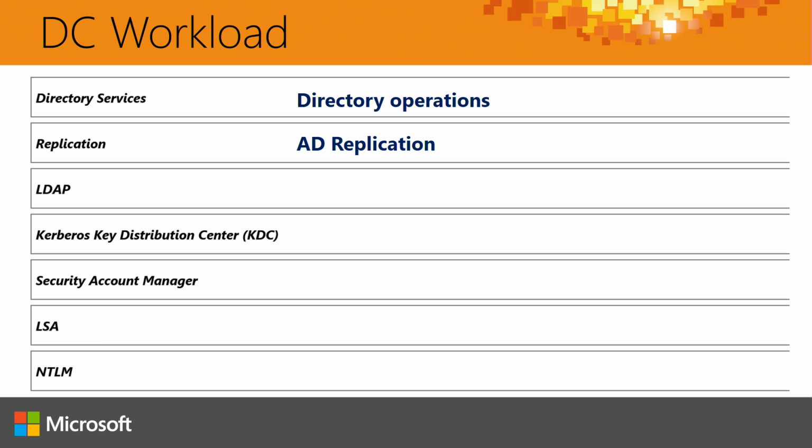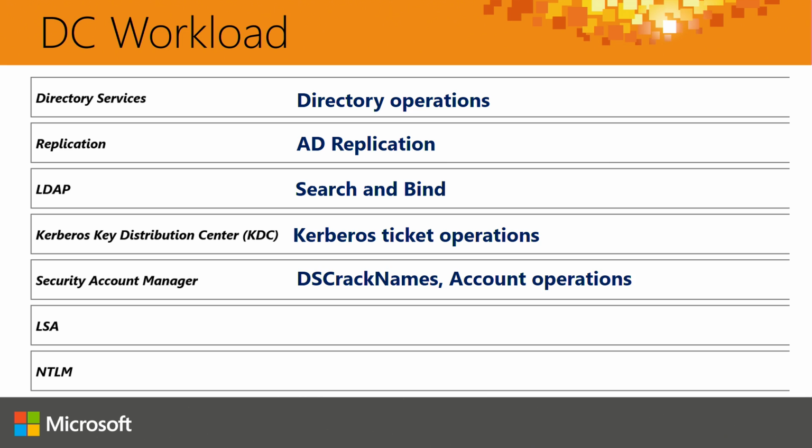Replication, what does that mean? Is it FRS or AD replication or DFSR? It's AD replication. LDAP, what is LDAP? Searches and binds typically. This is just the generic nature of this work. We have Kerberos Key Distribution Center, so that's just Kerberos ticket operations. Security Account Manager, what kind of info goes in there? That's calls to the DS crack names API, which is just trying to enumerate a user or group, and other account operations. And that's the workload of the Security Account Manager.